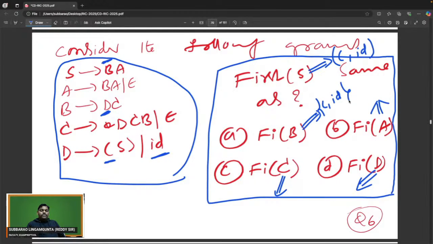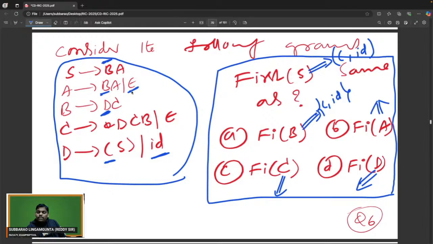First of B is first of D. First of D is going to be open bracket and ID. Okay, that's fine. Some people are asking, sir, what is the first of A? Let's check first of A. First of A is equal to first of B. Everyone understand? First of A is equal to first of B.